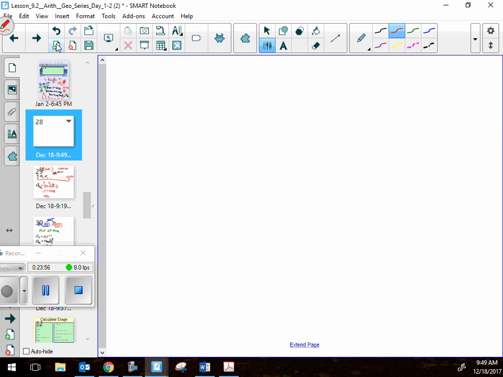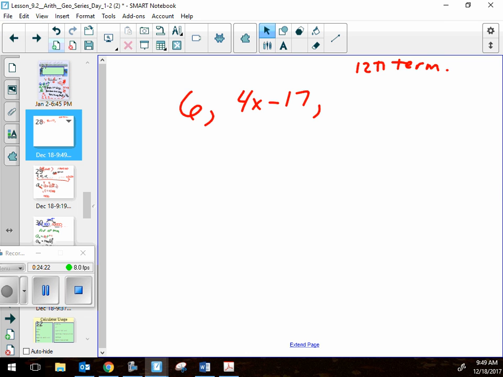All right, so I start with 6. And my next term is 4x minus 17. In other words, it's got a variable in it. Could they do that? Sure they could. If so, would you tell me what the 12th term is? I'm going to pause for a second. Try to figure out the 12th term in that.